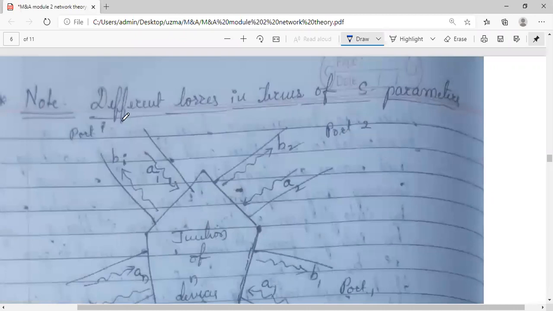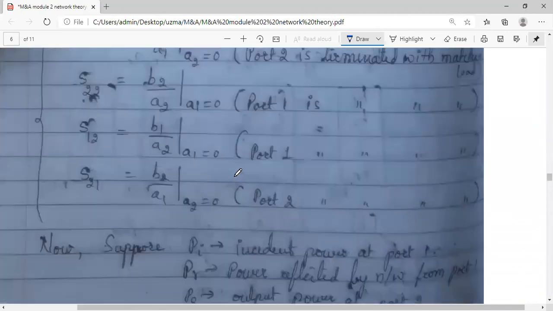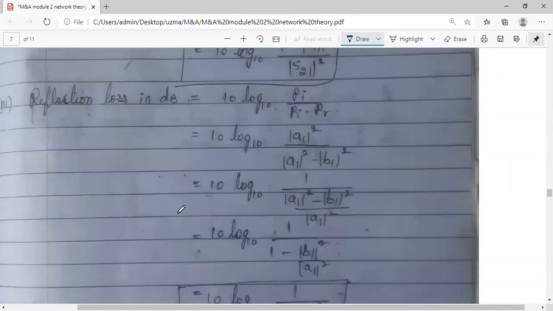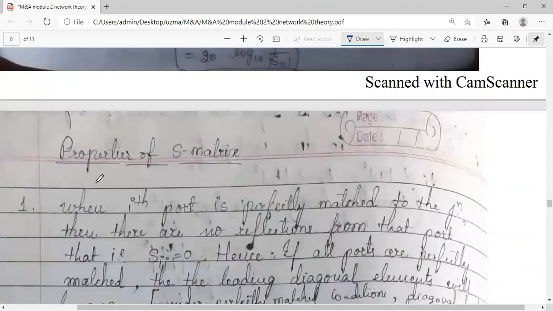Then we saw in the previous session the different losses that you come across in a transmission line, in terms of S parameters. Only then can you analyze the microwave frequency circuit in terms of S parameters. So 4 different losses we came across, out of which 2 were dealt with in that session and 2 were given as work for you. Hope you have done that. In today's session, we are going to look at the properties of S matrix.